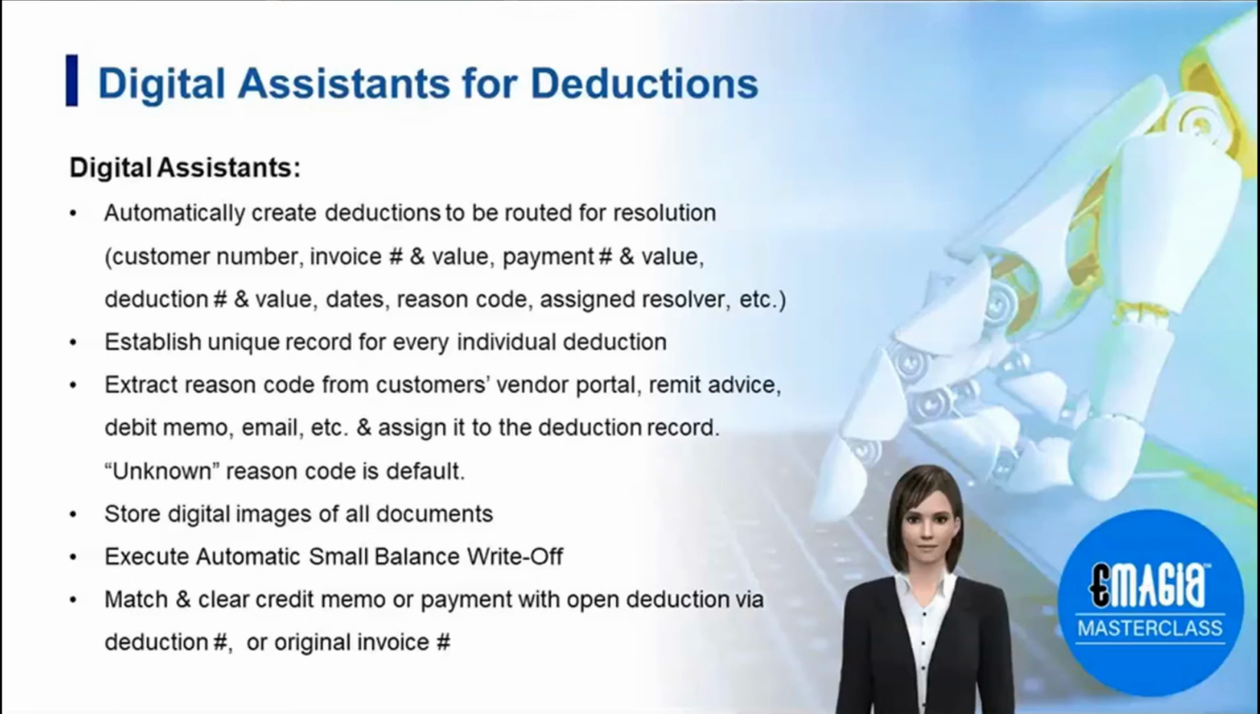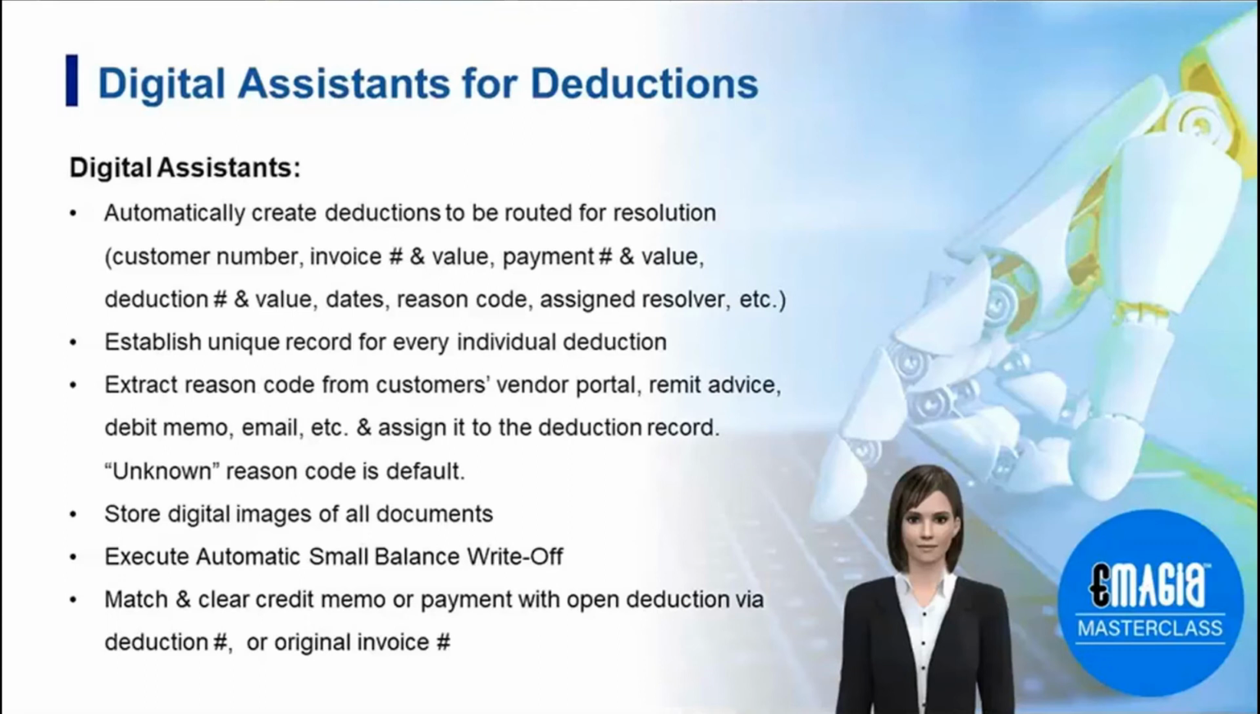So this is data, information, documents, and it all gets routed. Digital assistants can extract the reason code, particularly from customer vendor portals. And this is very important because to whom within your organization the deduction gets sent depends on the reason code. So if the deduction is incorrect sales tax rate, that deduction should be sent to your tax department for research and resolution. If the deduction is product never received, that would go to your logistics team to prove delivery, things like that. So that's very important, capturing this information and routing it.